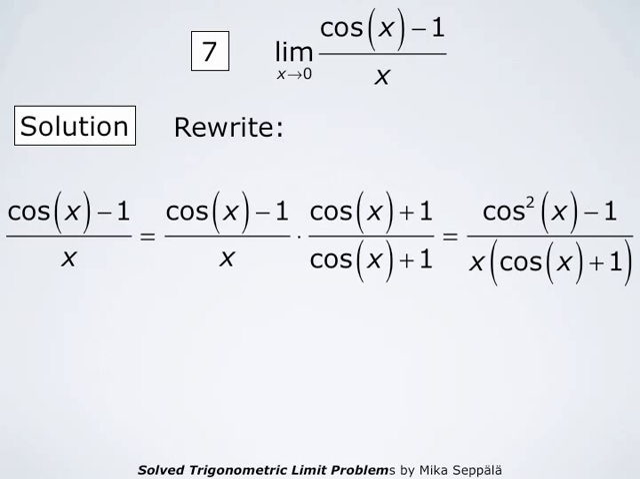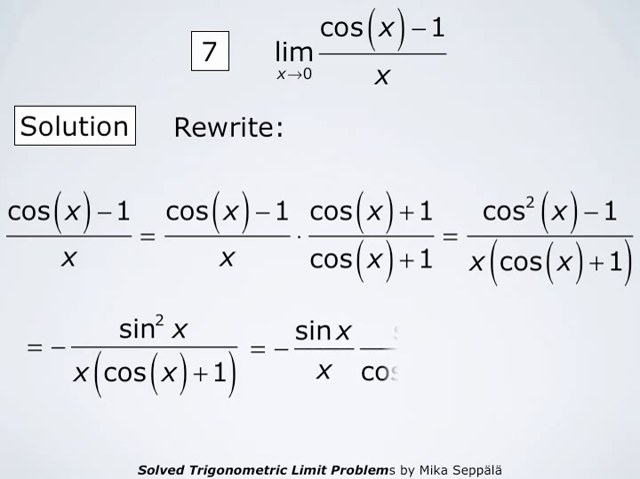And now in the numerator we have cosine of x minus 1 times cosine of x plus 1, which is just cosine squared of x minus 1. So we get that cosine of x minus 1 divided by x is cosine squared of x minus 1 divided by x times cosine of x plus 1. But cosine squared of x minus 1 is minus sine squared, so this is the same as minus sine squared of x, divided by x times cosine of x plus 1.